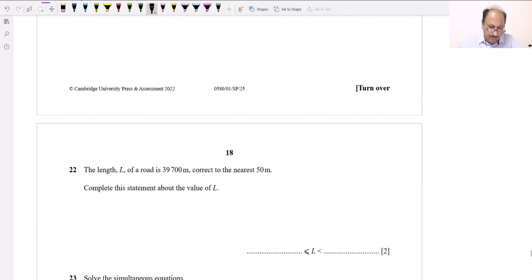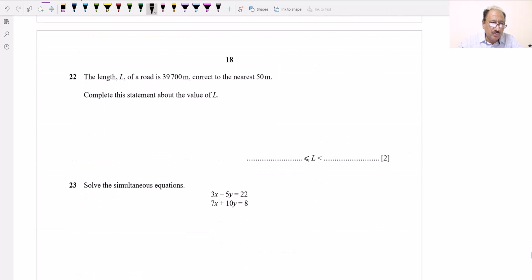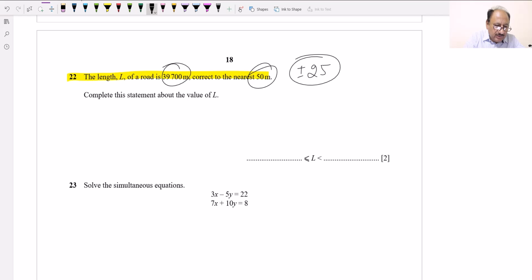Now next is question number 22, and question 22 says the length L of the road is 39,700 meters, correct to the nearest 50 meters. So for the nearest 50 meters, we can take plus minus half of 50. Half of 50 will be 25, so we take plus minus 25 in this number. They are saying complete the statement about the value of L.